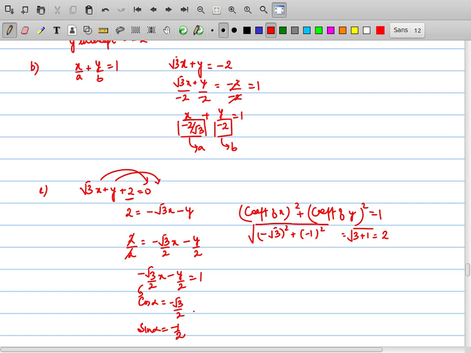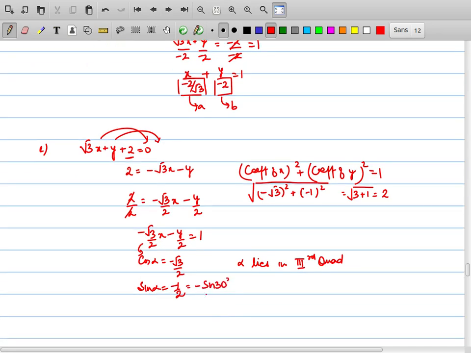Since sine and cos alpha both are negative, therefore alpha lies in which quadrant? Alpha lies in third quadrant. And what is its value? Sine alpha is minus half. That means minus of sine 30. And since alpha lies in third quadrant, we'll add 180 to it. Sine 180 plus 30. Therefore sine 210.